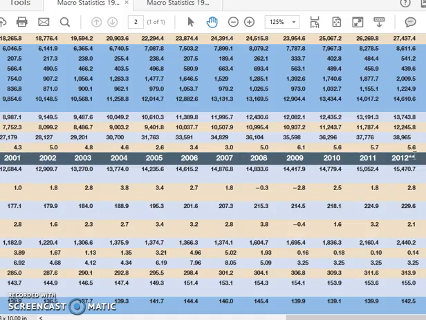So in 2012, the price index was 229.6. That means prices were 129.6% higher than they were back in the base year. The rate of inflation, there it is, was 2.1%. That means prices were 2.1% higher than they were in 2011. That's the rate of inflation for 2012. Let's just go back and look at some rates of inflation, and then we'll finish up on this video.